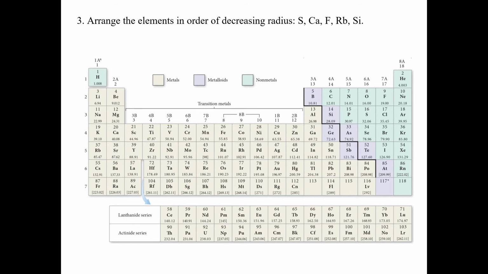Now you have 5 elements that you have to arrange in decreasing radius. So that means the last element that you're going to write in your list would have the smallest radius. Please pause this to reason it out, and when you're ready for the answer, click play.